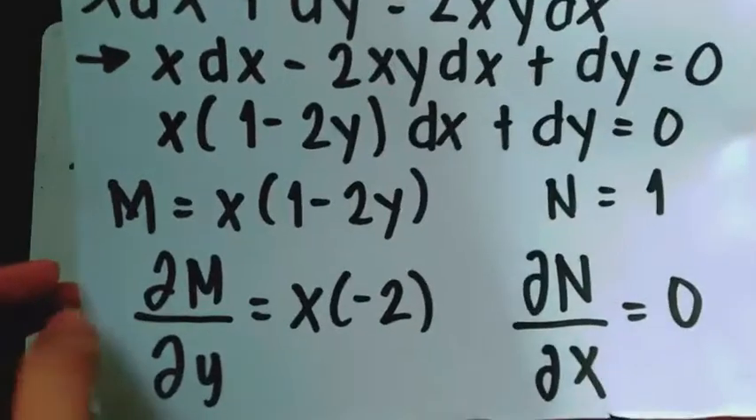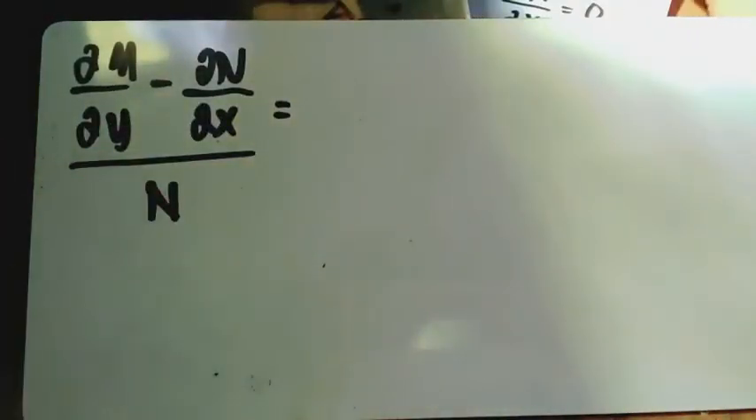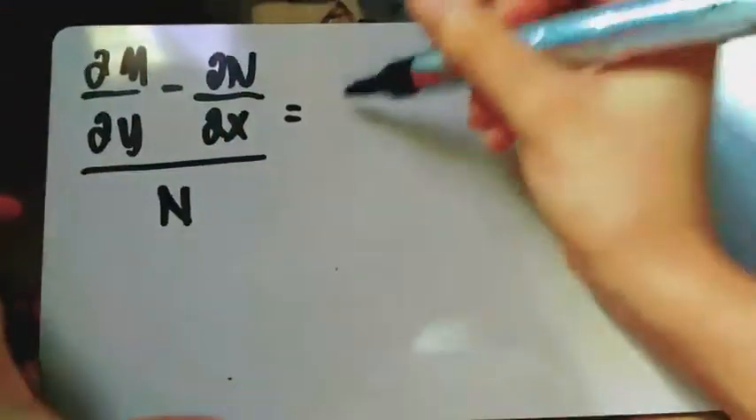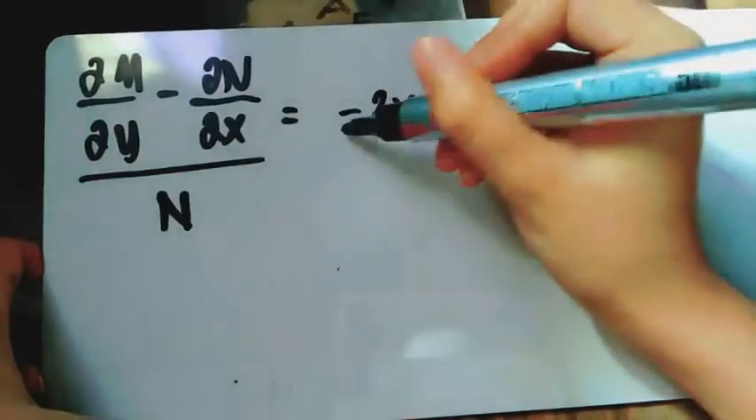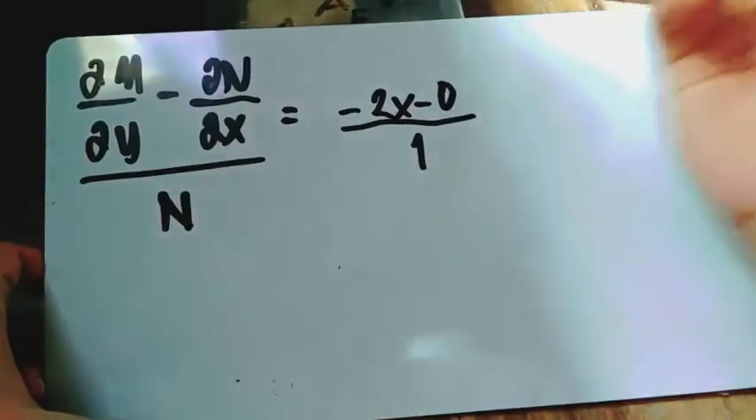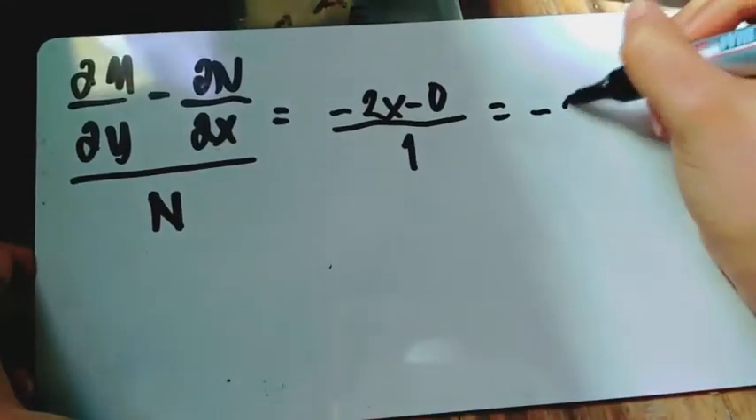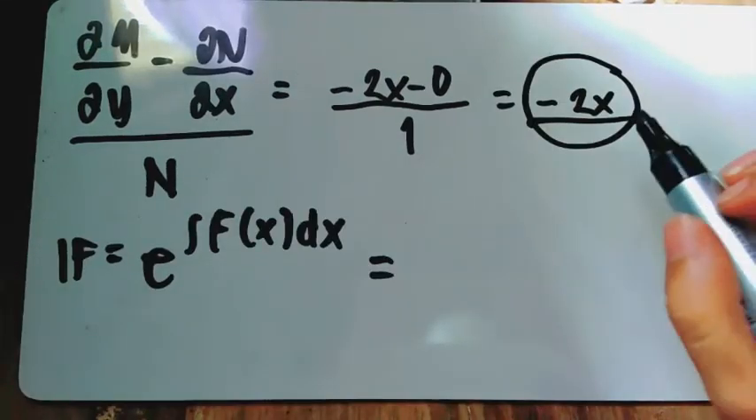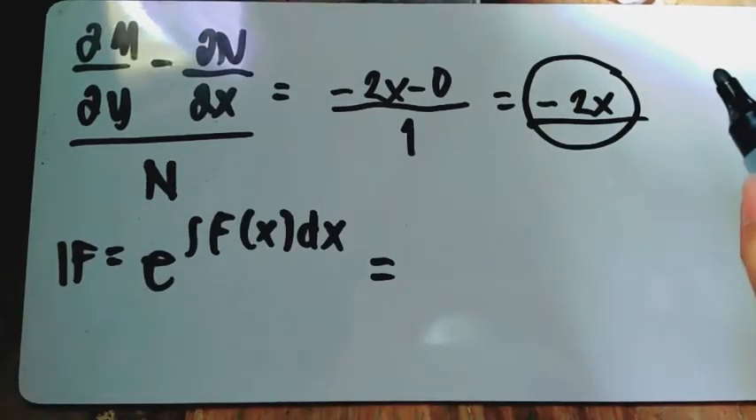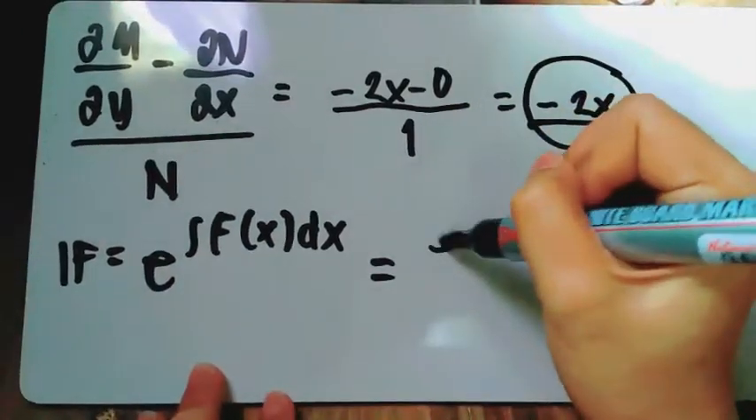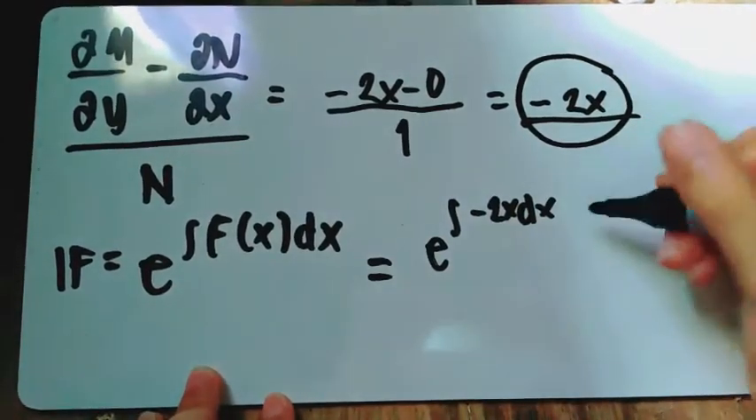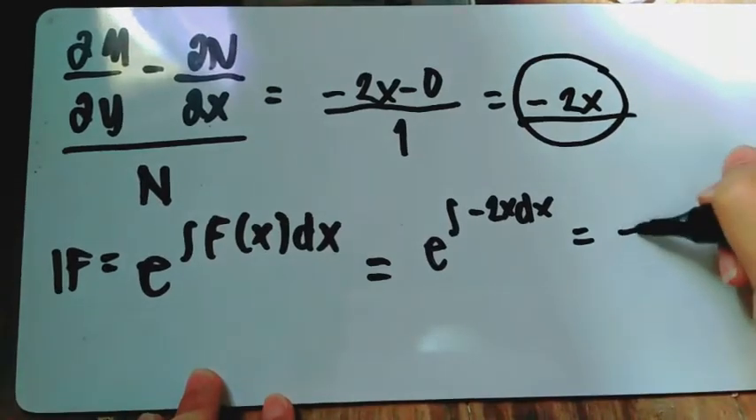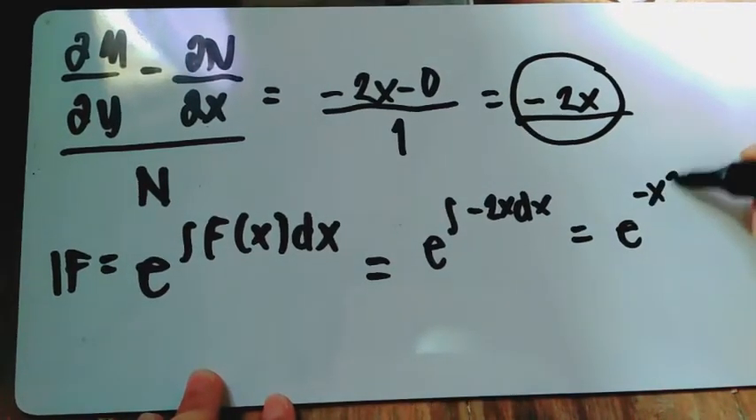Since we have the function of x, pwede natin gamitin tong formula na to. Wherein, magiging negative 2x minus 0 over 1 is equals to negative 2x. After na natin makuha yung function of x, we can now have the integrating factor, wherein ito yung e raised to integral of negative 2x dx is equals to e raised to negative x squared.